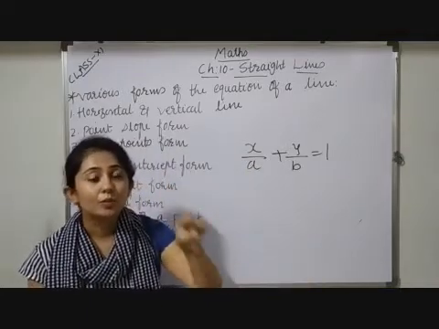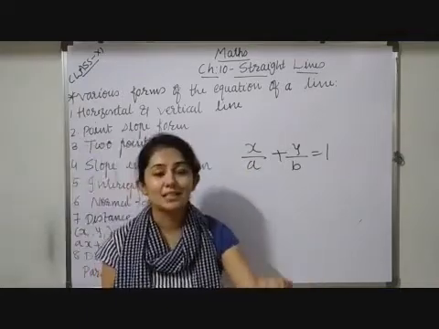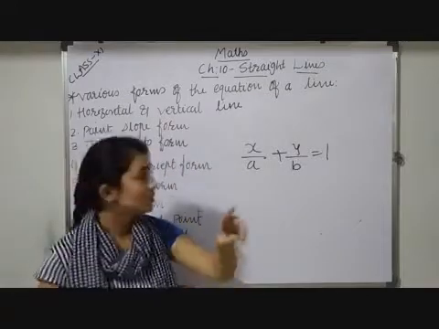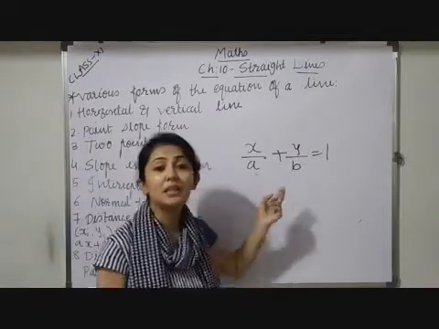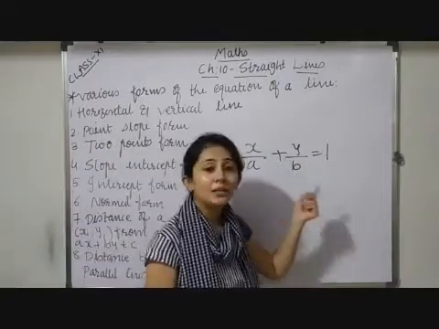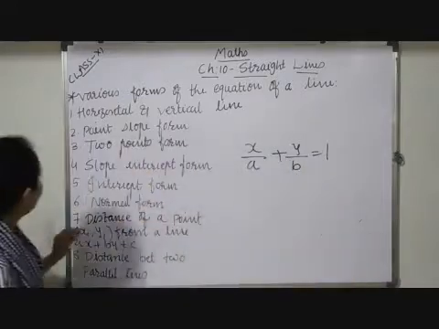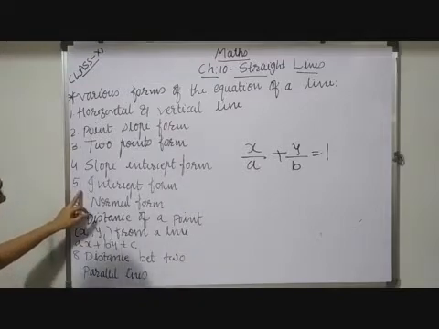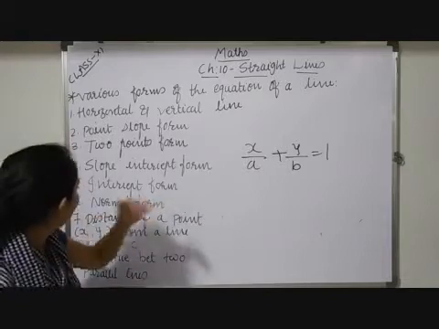Your line touches your x-axis at which point? That point is considered as a, the intercept of the x-axis. b means the intercept of the y-axis. So, intercept form I have discussed here.